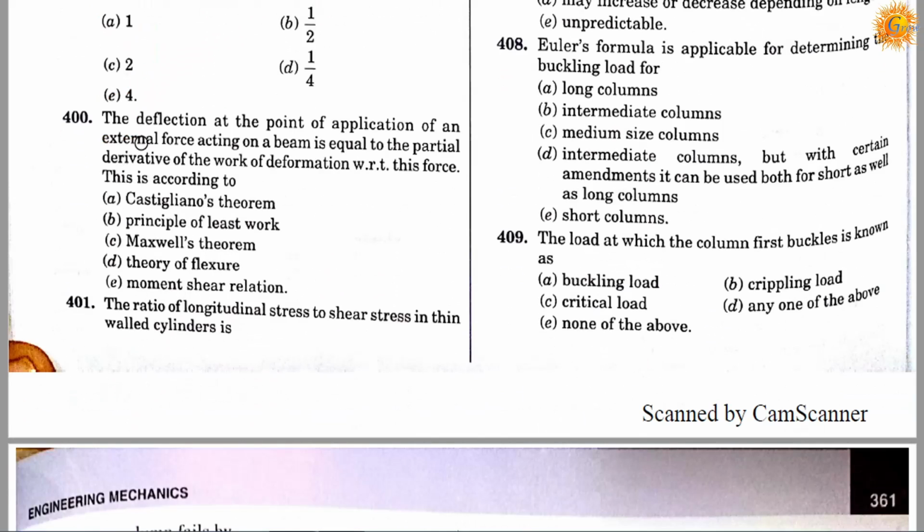Question number 400. The deflection at the point of application of an external force acting on a beam is equal to the partial derivative of the work of deformation with respect to this force. This is according to: option A, Castigliano's theorem; option B, principle of least work; option C, Maxwell's theorem; option D, theory of flexure; option E, moment shear relation. Correct answer A, it's Castigliano's theorem.